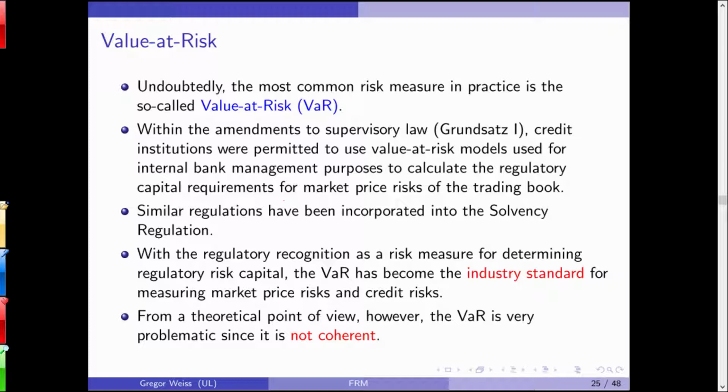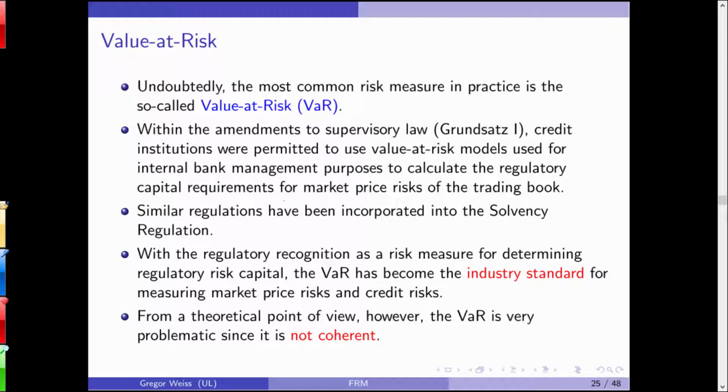Everyone used the value at risk. Now, this has also been incorporated into Solvency I and Solvency II for insurance companies. And actually, in Solvency II, things have evolved already. Regulators have started to see the shortcomings of value at risk, and they now also require insurance companies to estimate different additional risk measures. But they started with value at risk.